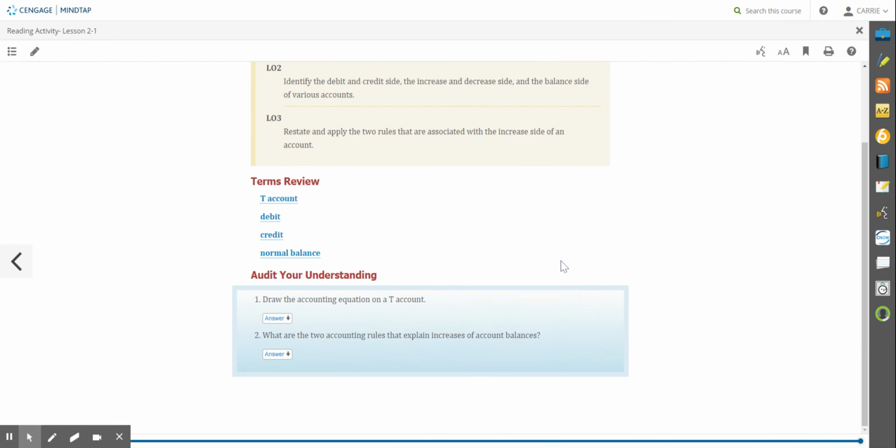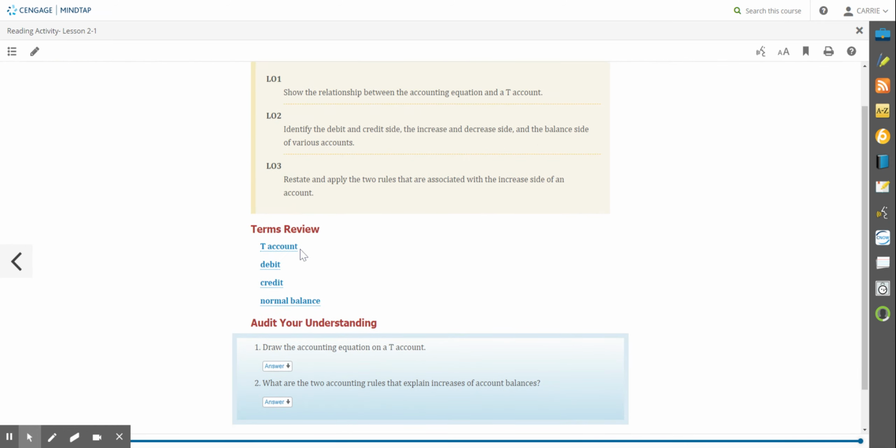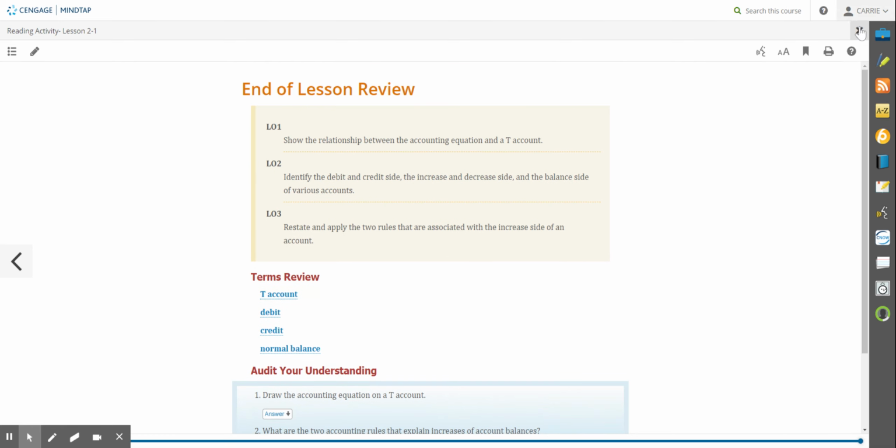Okay, so basically our accounts to review is a T account, which is the T figure that allows us to analyze accounting transactions. A debit is always the left side of the accounting equation. A credit is the right side of the accounting equation. And the normal balance is always the increase side.